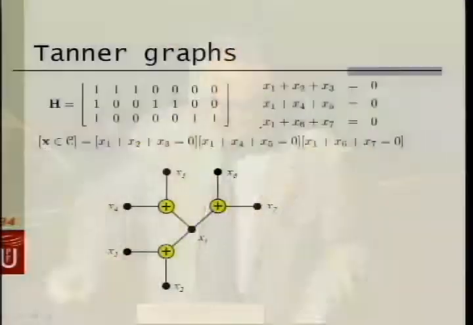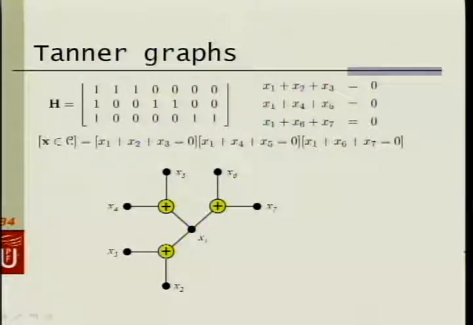So let's look at what the tenor graph is. The concept of tenor graph is very simple, especially when you consider some linear binary code. Remember that a linear binary code can be represented by its parity check matrix. Parity check matrix simply describes the constraints that the symbols of the code word must satisfy in order to generate a code word.